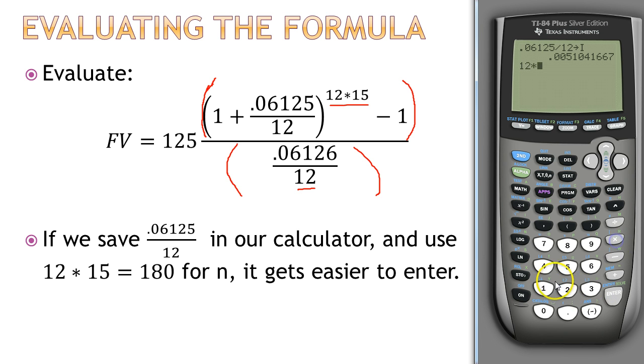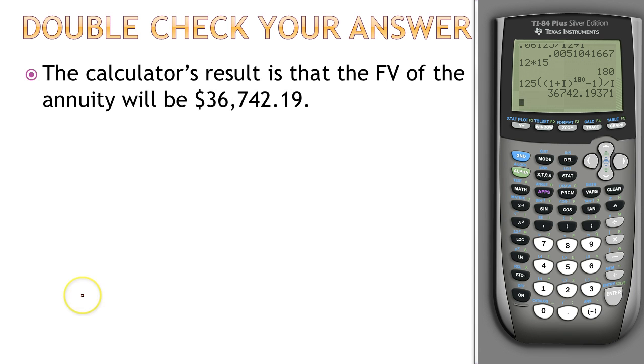Also, we could simplify the exponent a little bit by just typing 12 times 15 and recognizing that that's 180. Now the formula is 125, two sets of parentheses, 1 plus I, and I'm going to use alpha and that button to get to the I, raised to the 180. Don't forget to hit right to get out of the exponent, subtract 1, and then divide by I. Now I don't need to have parentheses around the denominator, and this will get me the same answer I had before, 36,742, and of course we round off to the nearest penny for a money problem.